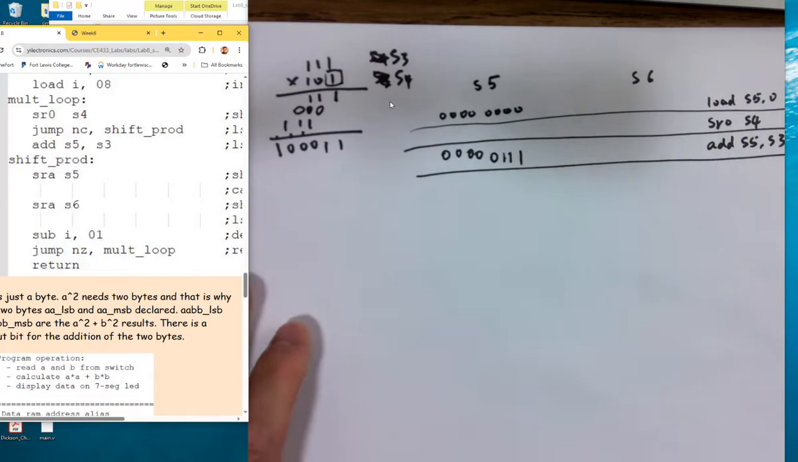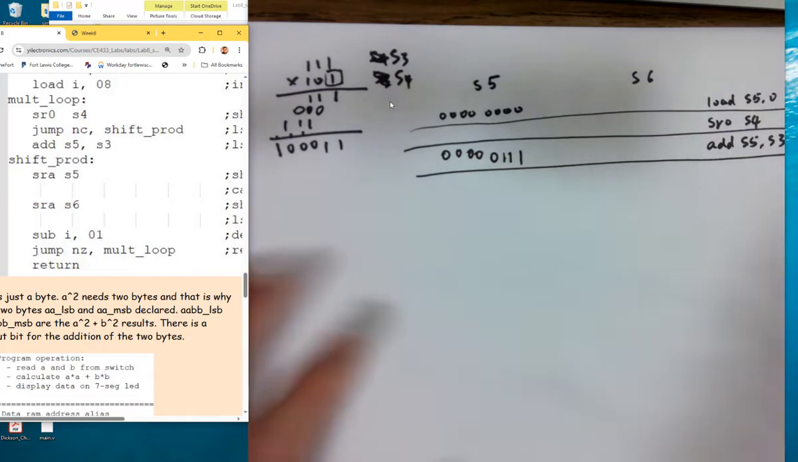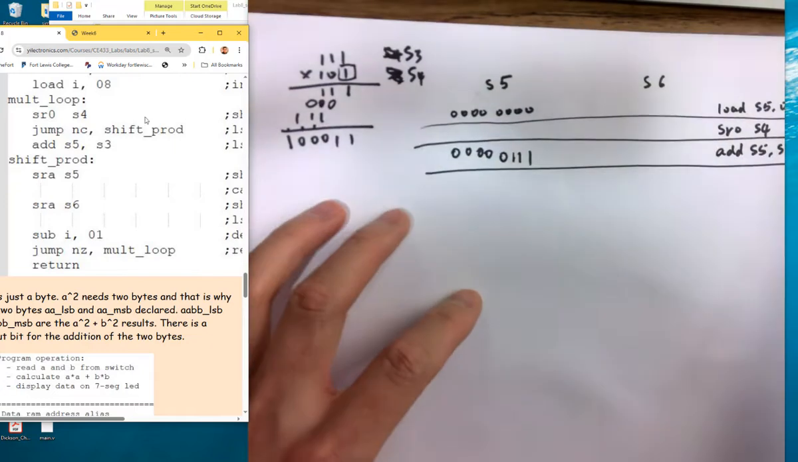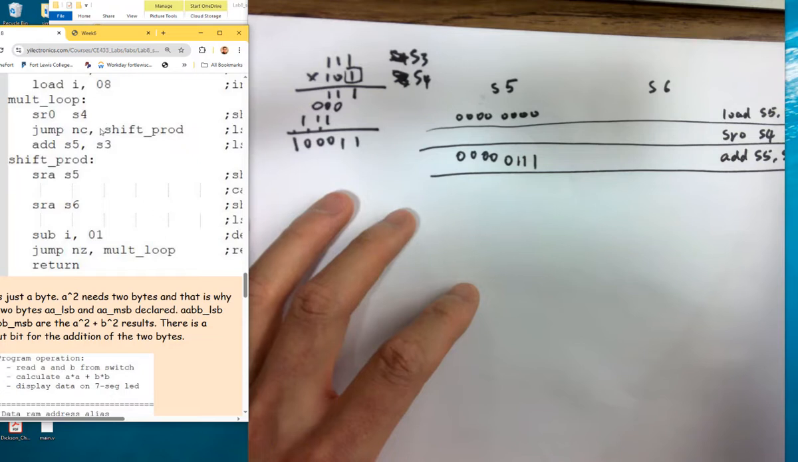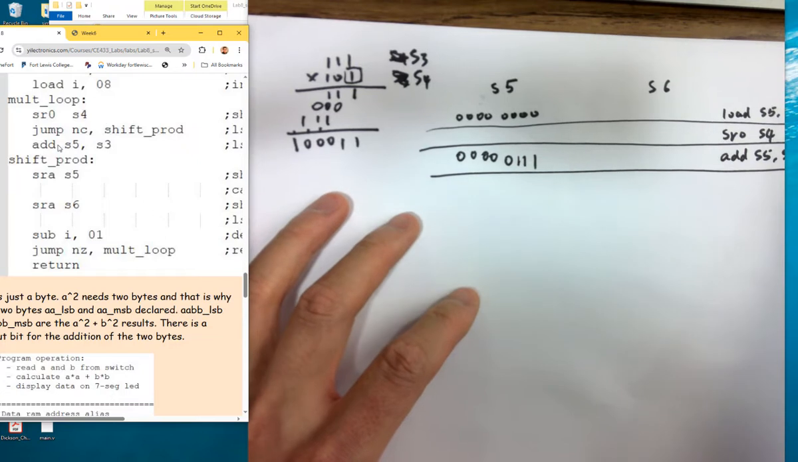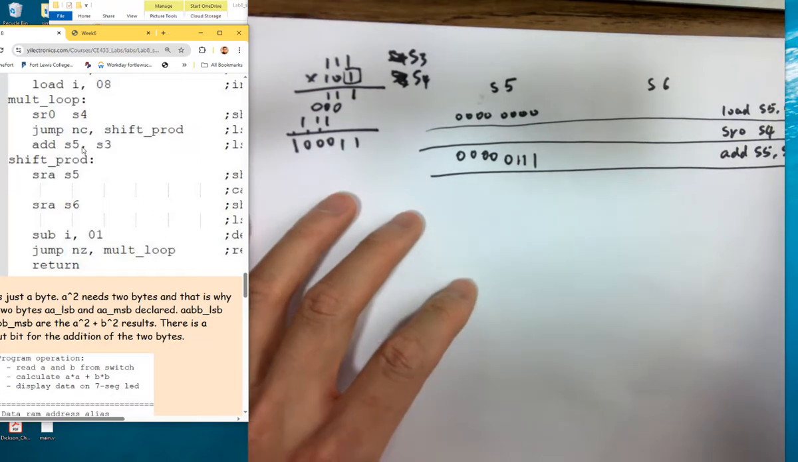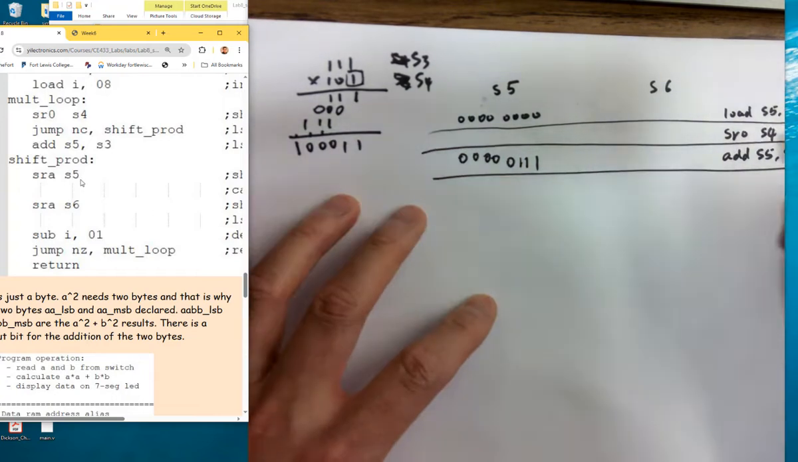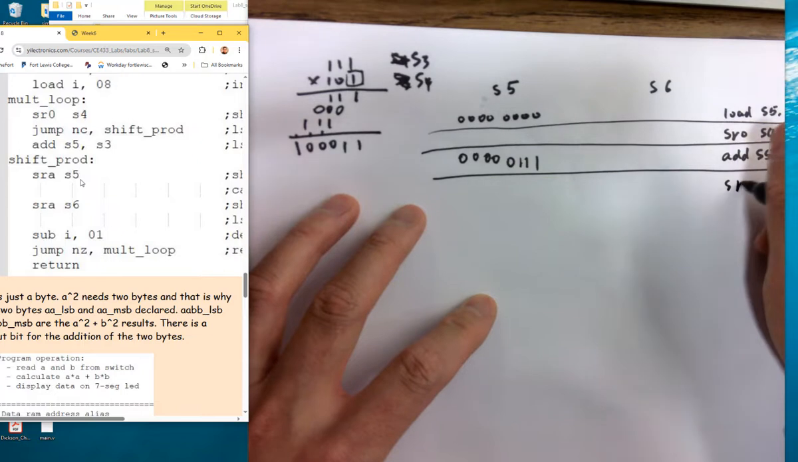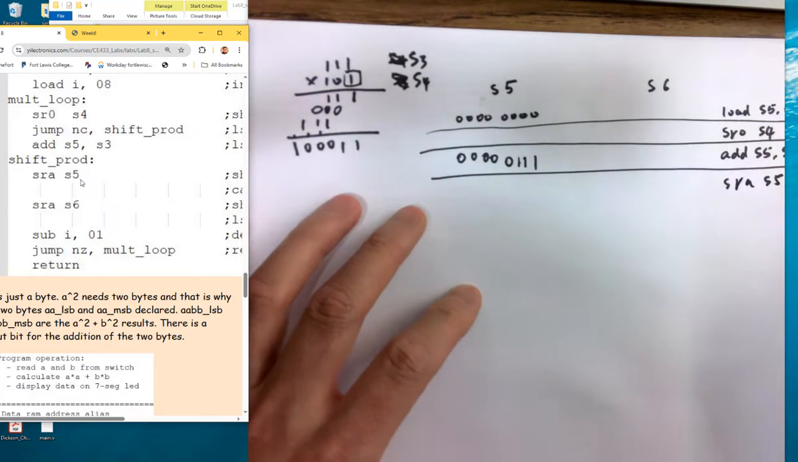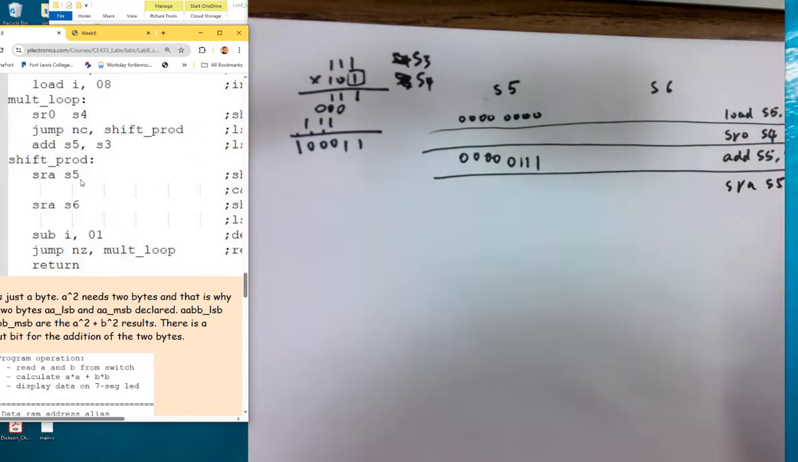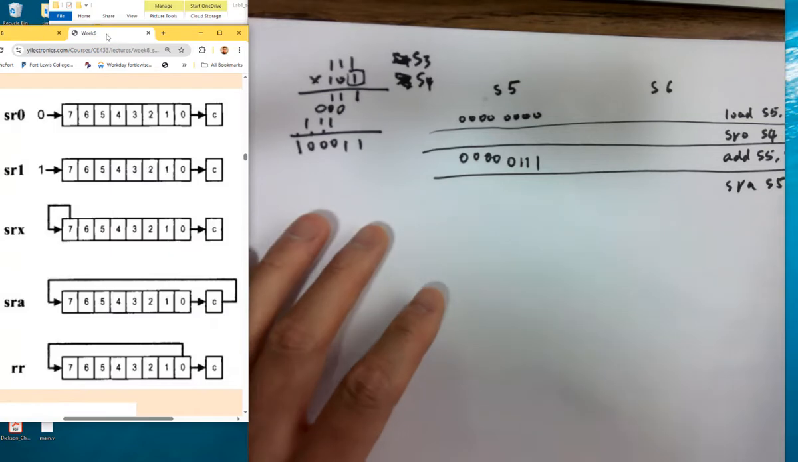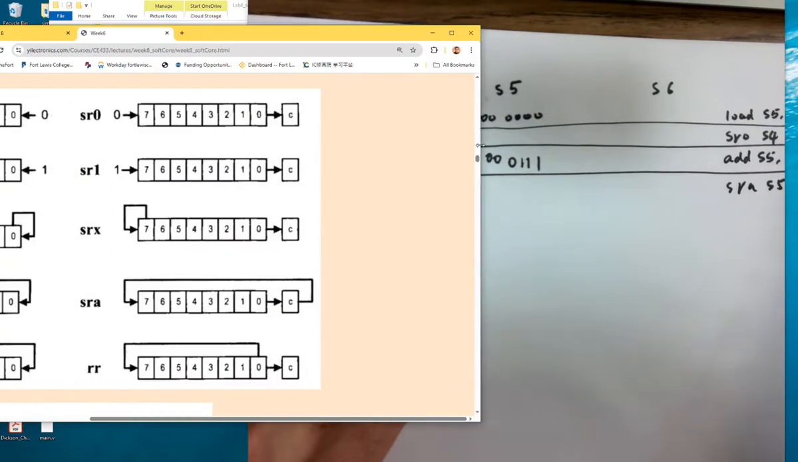So what's next? SRA, right? If you look at the code, what should be executed next? After the adding, it's not shifting, it's not jumping anywhere, so it should follow the sequence here. It's going to execute this one, SRA S5. Now let's look at SRA S5.